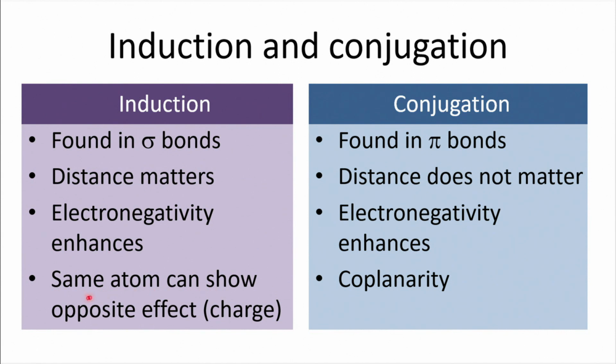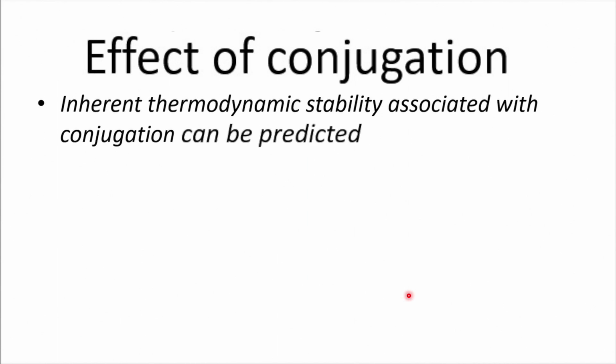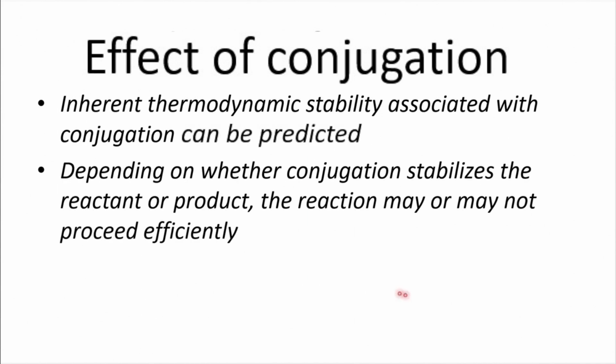Same atom can show opposite effect depending on the charges. And for conjugation, what we require is coplanarity. So this is the comparison between induction and conjugation. And let us look at some of the applications of conjugation. So this inherent thermodynamic stability associated with conjugation leads to more stable structures. Depending on whether the conjugation stabilizes the reactant or the product, the reaction may or may not proceed efficiently.